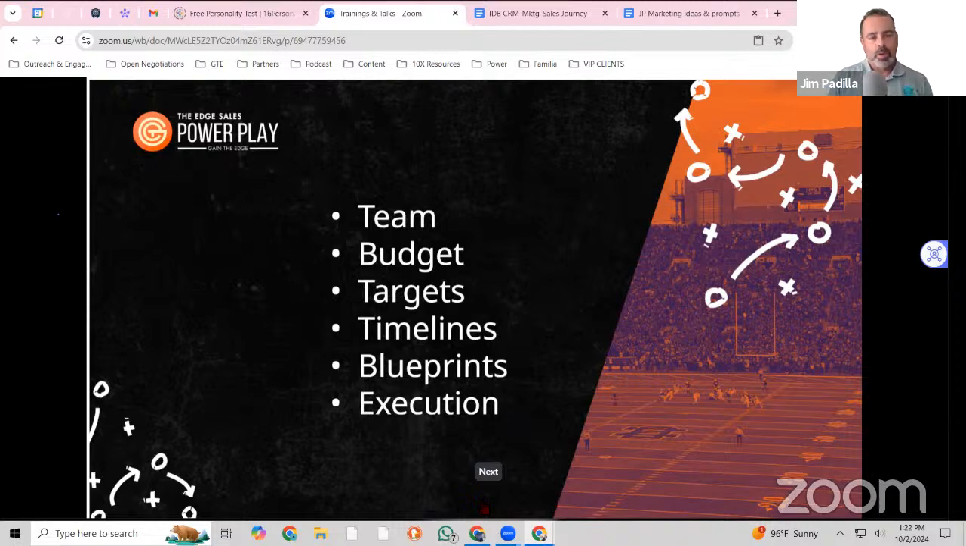They have to figure out what team is involved with this. They have to look at the numbers and the money. They've got to look at the timelines. They've got to determine the targets. Like, what are the benchmarks that they're trying to hit? What are they doing?